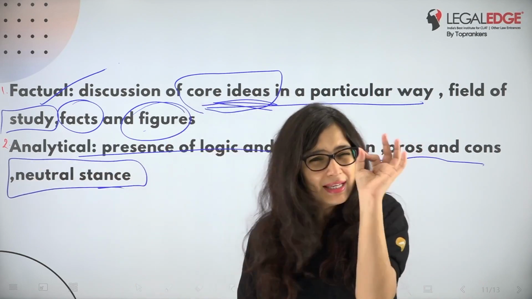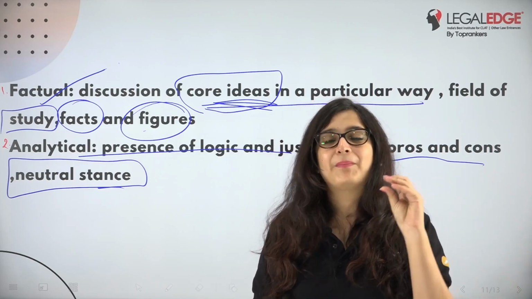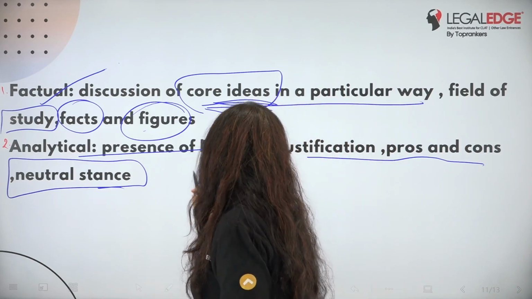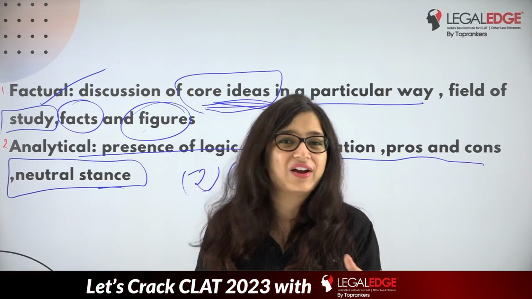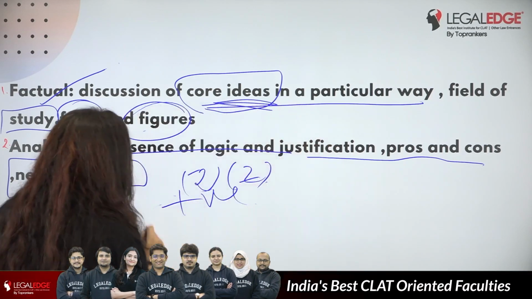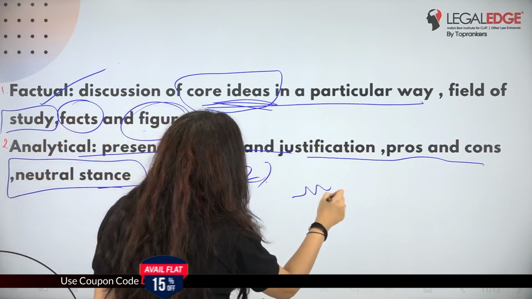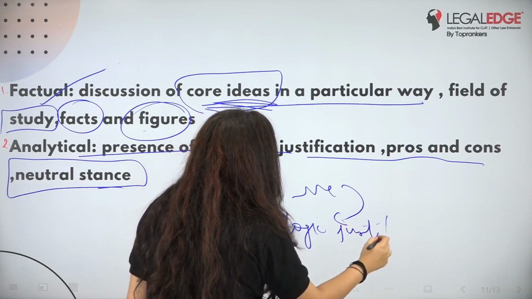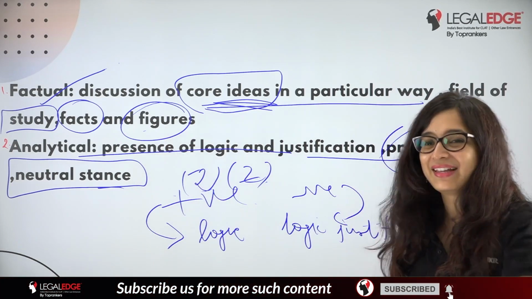Analytical is presence of logics and justification, pros and cons and neutral stance. Analytical में सबसे पहली चीज जो आपको याद रखनी है that the author will have a neutral stance. आप passage के end में नहीं बता पाओगे if it is positive or negative. हो सकता है पहले 2 paragraph positive हों, बाद में 2 negative हों, या पहले 2 negative हों, फिर positive हों. So you cannot really say anything. Why? Because जब positive है तो author has given some logic behind it being positive. जब negative है, the author has given some logic and justification कि ये negative क्यों है या फिर ये positive क्यों है. The presence of both pros and cons will be there.